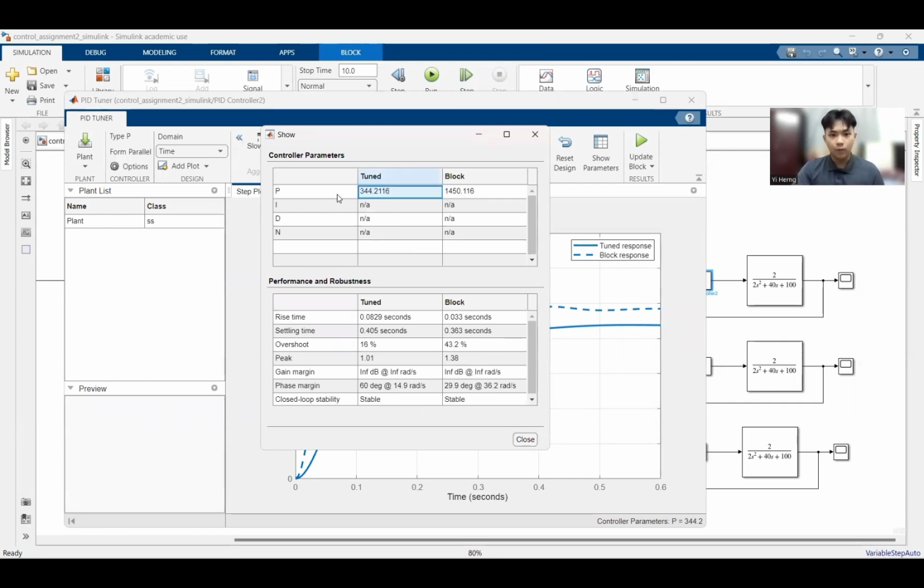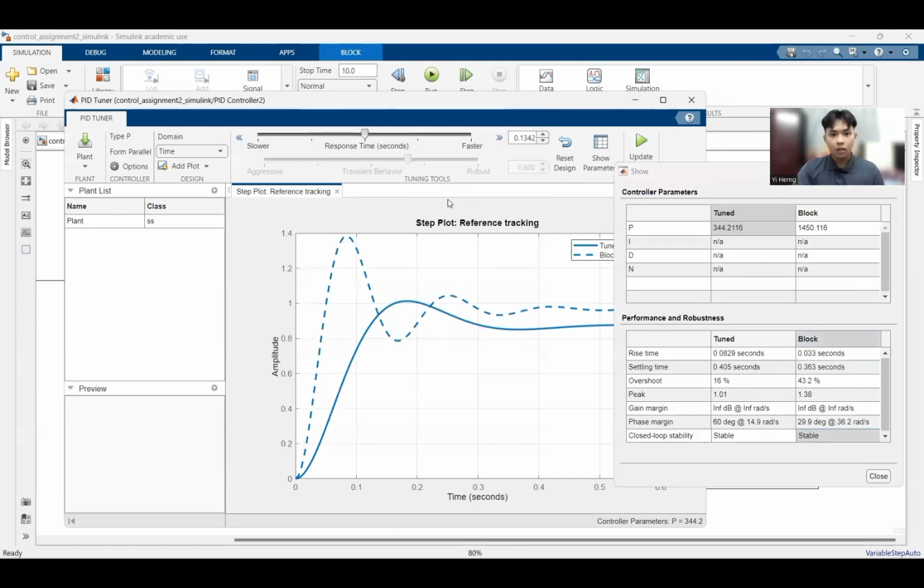We can see that the value of the proportional gain is decreased, the rise time has increased, and the overshoot has decreased. Both graphs are stated as stable, but we can see here that the graph of the tuned process is more stable than the block diagram.